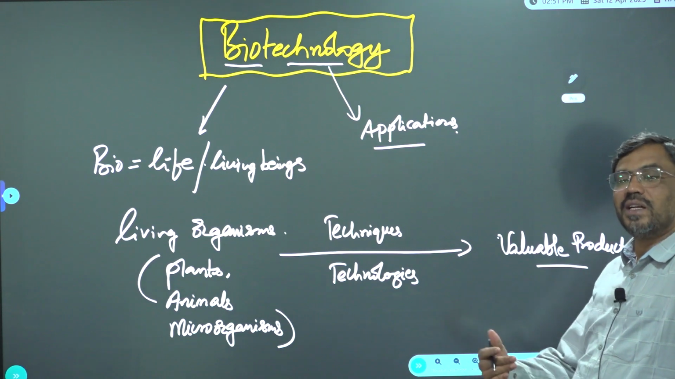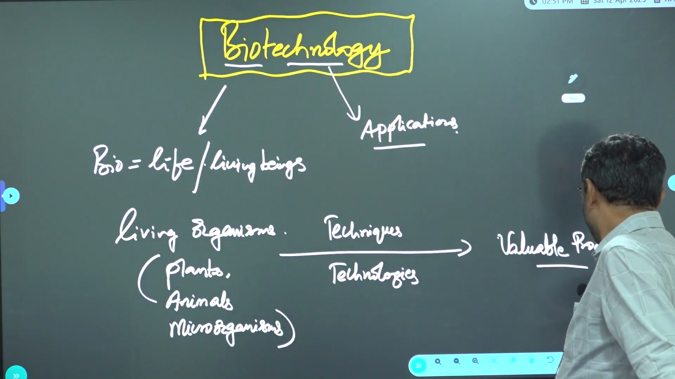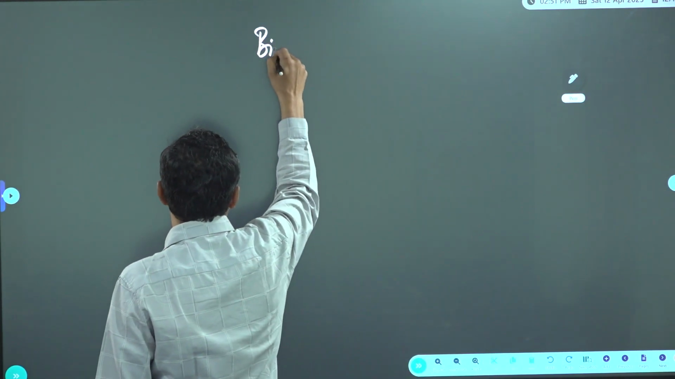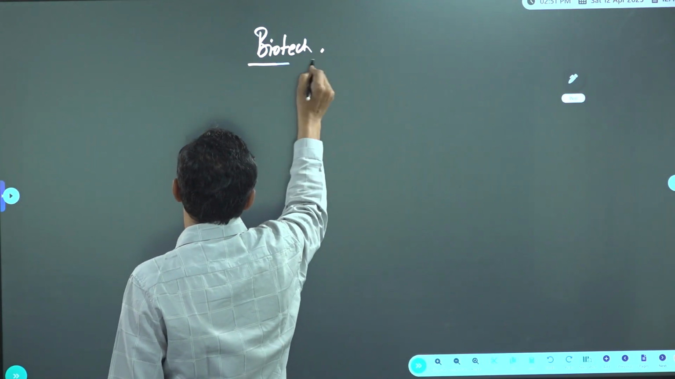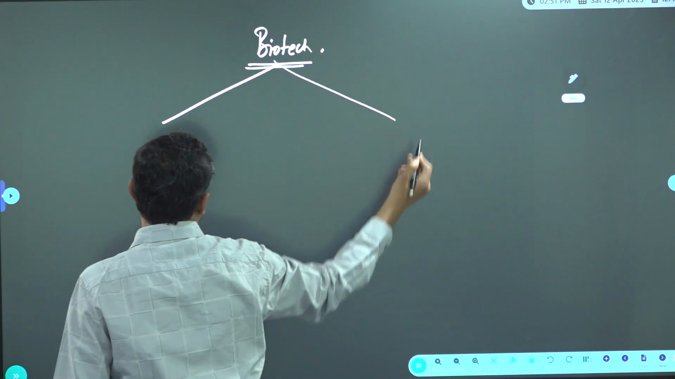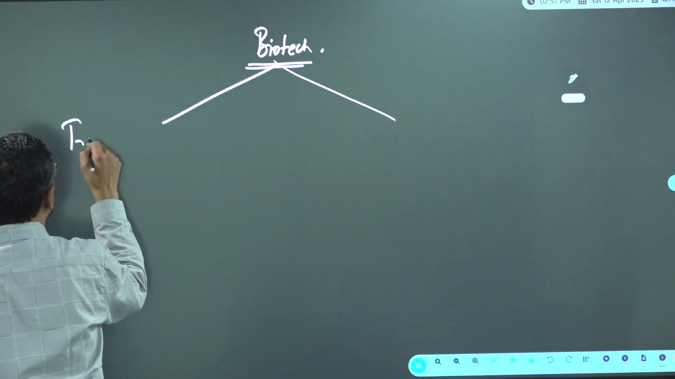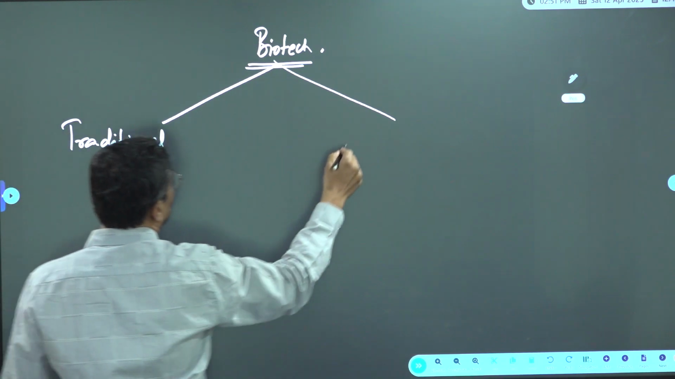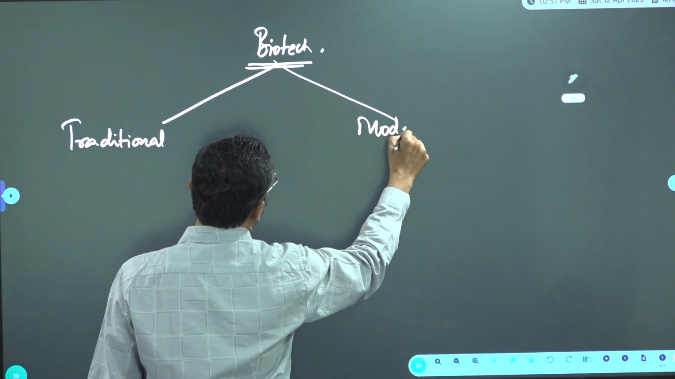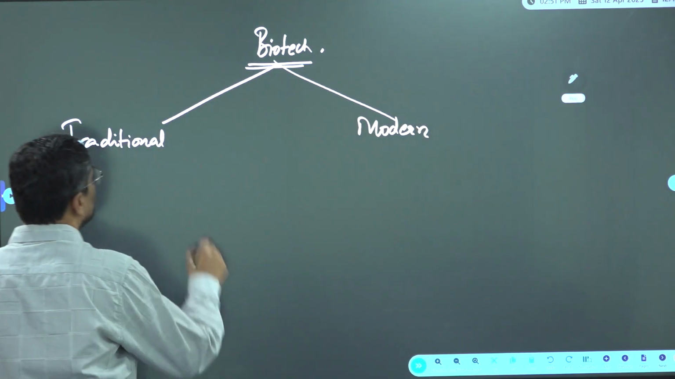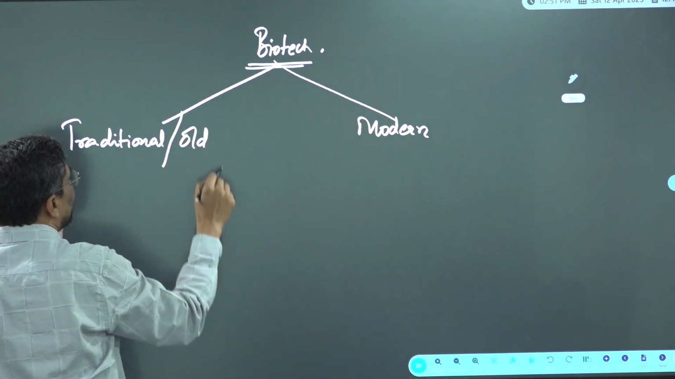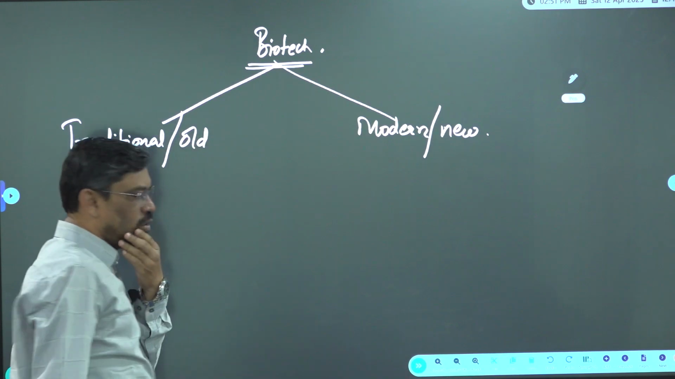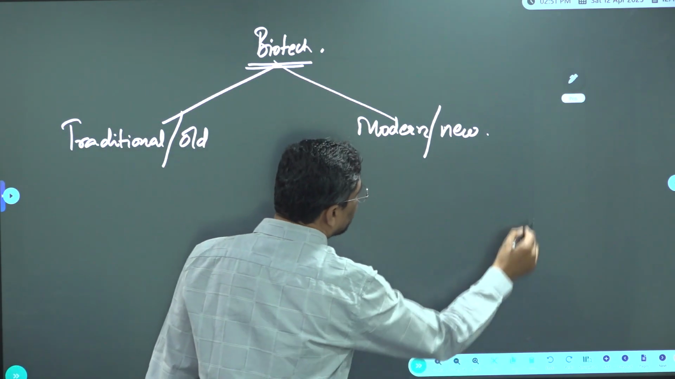Actually, biotechnology has been classified into two types. That is traditional biotechnology and modern biotechnology. The traditional biotechnology is called old biotechnology and the modern biotechnology is called new biotechnology. So what is traditional biotechnology?